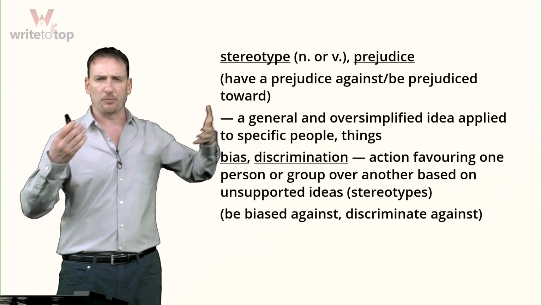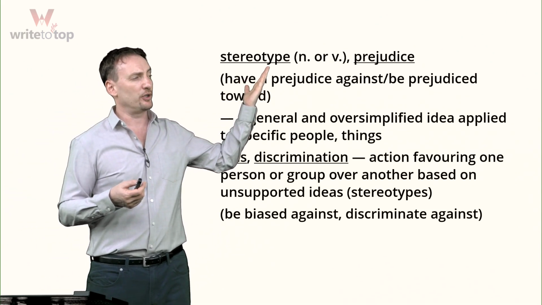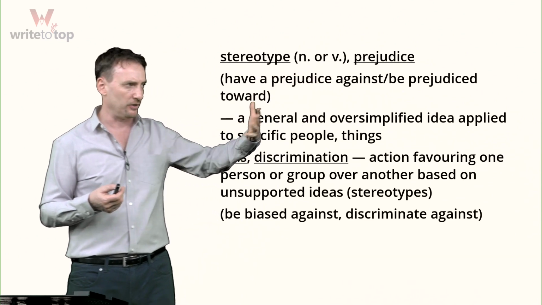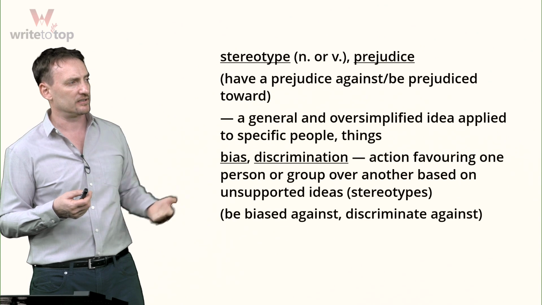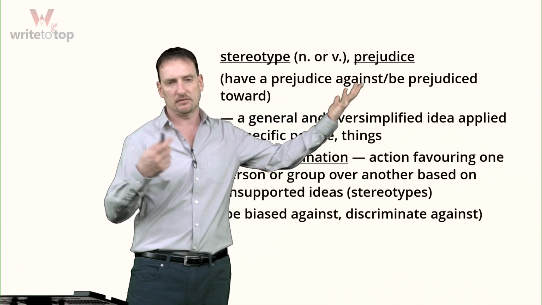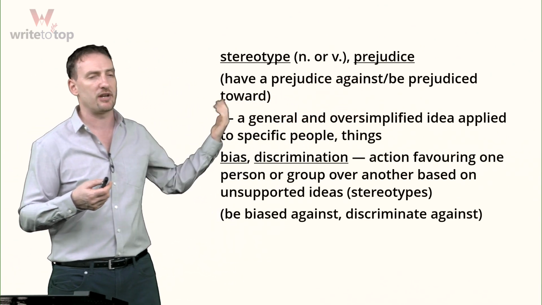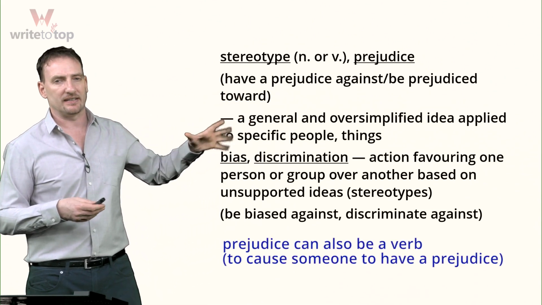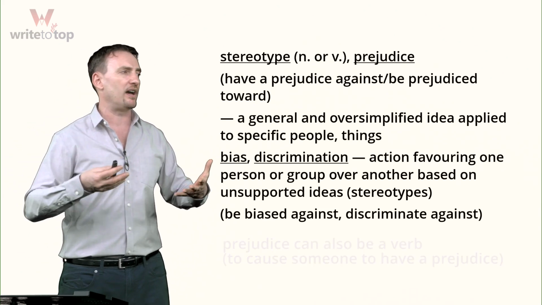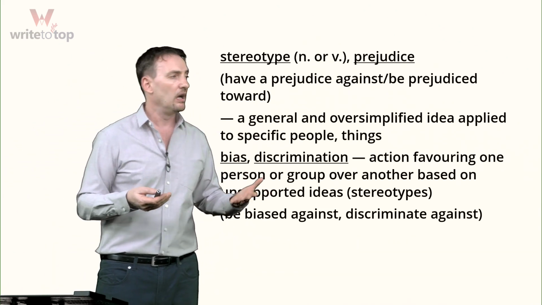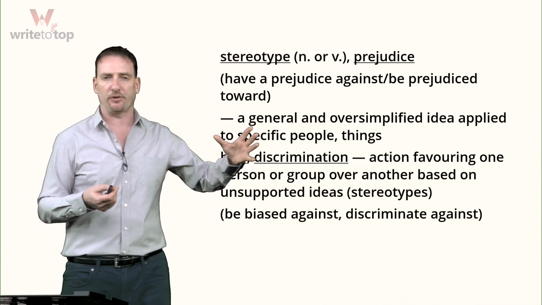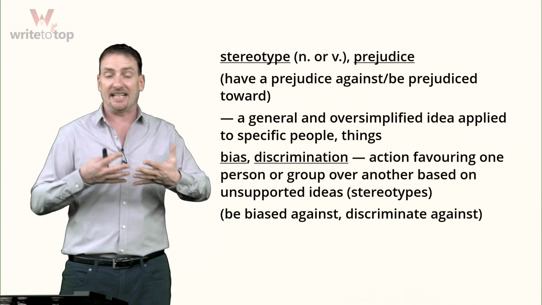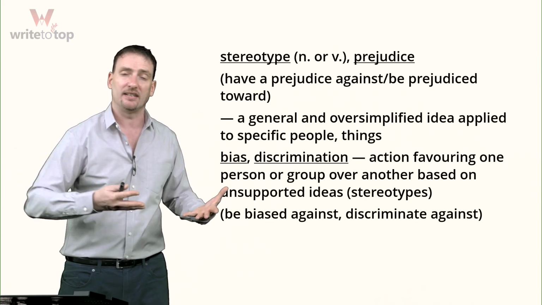Prejudice and stereotype, I think most people already know these words. A stereotype, I want to point out, can be a noun or a verb. You can stereotype someone, or you can stereotype the situation. Prejudice, you can have a prejudice against or be prejudiced toward. So basically what these words mean, this is a general and oversimplified idea or view applied to specific people or things. So for example, if I want to say something about the Chinese, can I say anything about the Chinese?